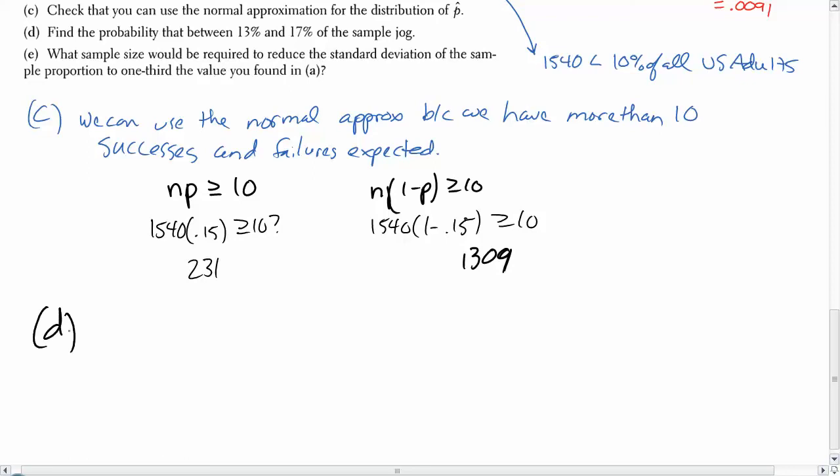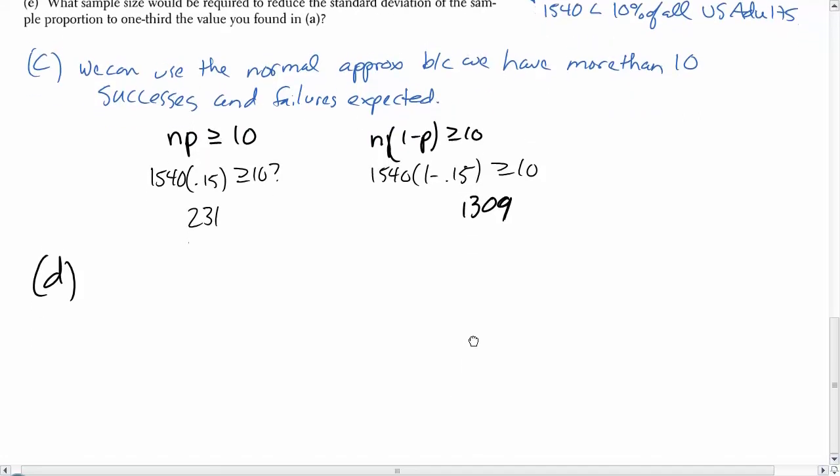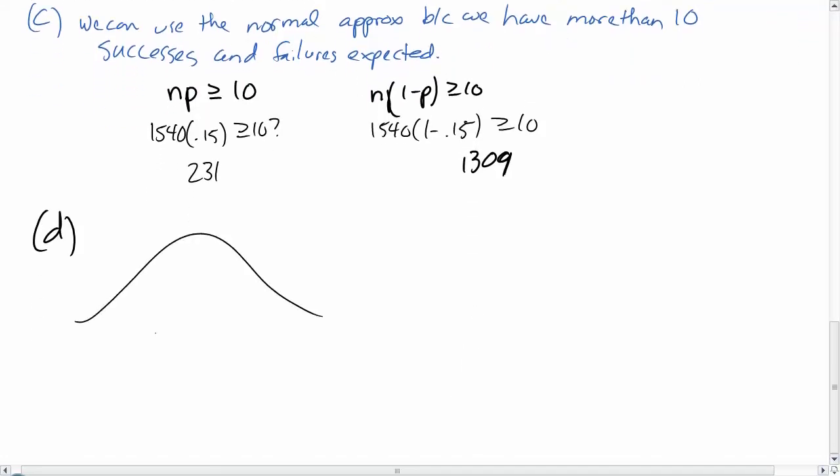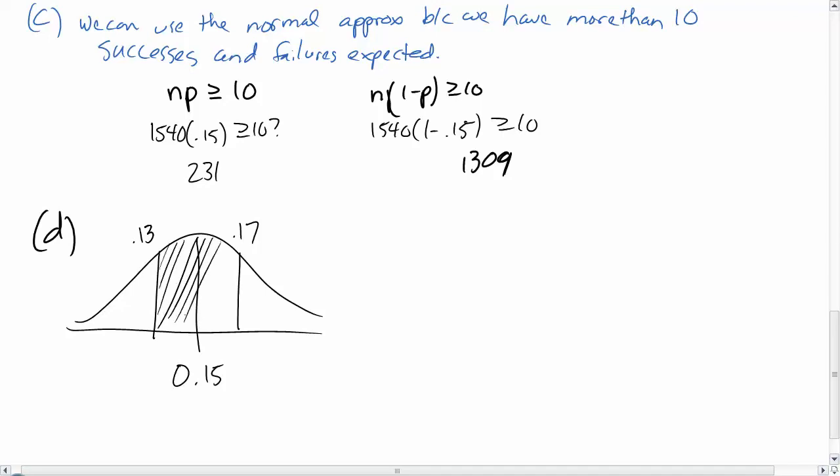Now, what's the probability that p hat is between 13% and 17%? Those are your two p hat values. So we're going to do a calculation like yesterday that requires you to find the area between two values. Fortunately, since our mean was 0.15 and both of these are equidistant from that middle, once you find the upper z-score, you'll know the lower z-score as well. We're allowed to do this because it was a simple random sample, n was less than 10% of the population, and np was greater than or equal to 10.